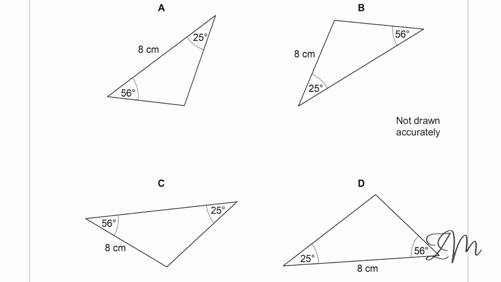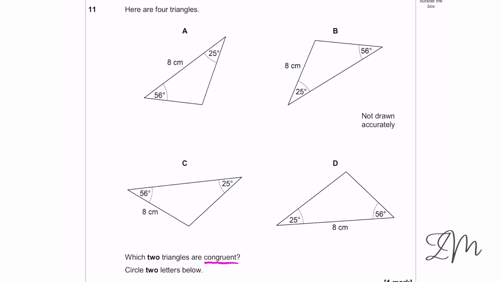Okay, we've got 4 triangles. We want to find 2 that are congruent. Congruent means the same. So we want two triangles that are the same. So let's have a look. Let's think how we'll do this. Okay, if I have a look, for example, at the first one. The 8 centimetres is opposite the missing angle. So the missing angle will be 180 minus 25 minus 56. You don't really need to work it out, but if you wanted to, you could. That's 99. The 8 centimetres in this case is opposite the 56 in B. In this one, it's opposite the 25.